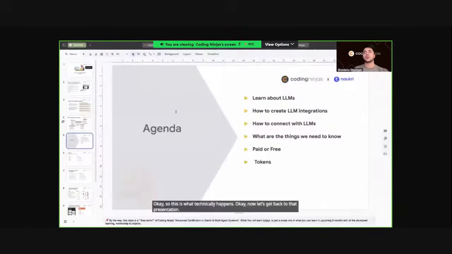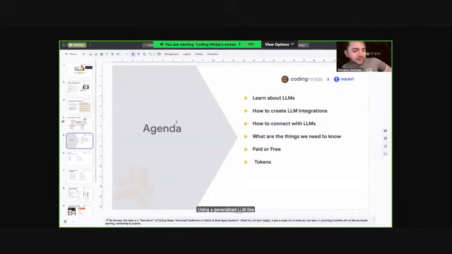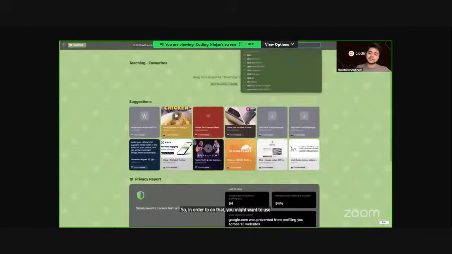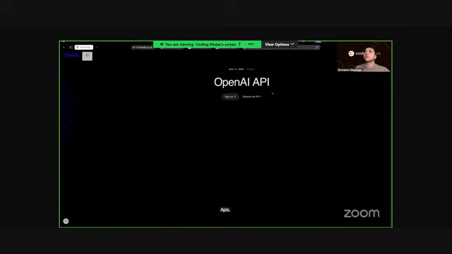So so far we learned about a few things: what LLMs are and how to create LLM integration. We discussed two things: using a generalized LLM like ChatGPT in your application, something like Amazon, or using a specialized LLM, like creating your own LLM for your insurance company. Now, how to connect with LLMs? Let's say you want to connect with ChatGPT in your own product. In order to do that, you might want to use OpenAI's APIs.